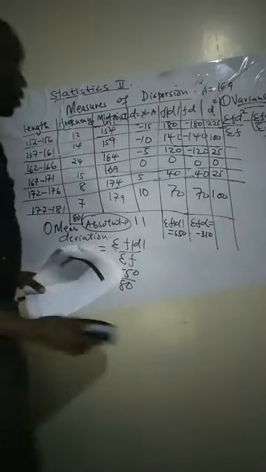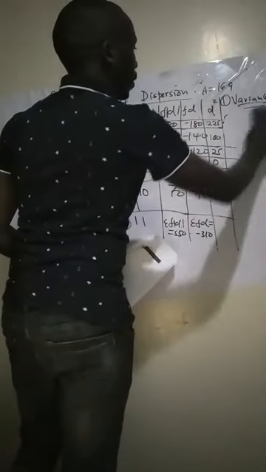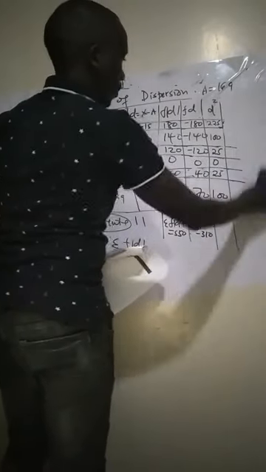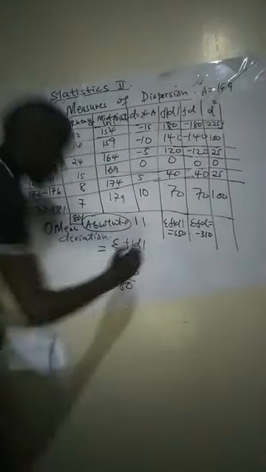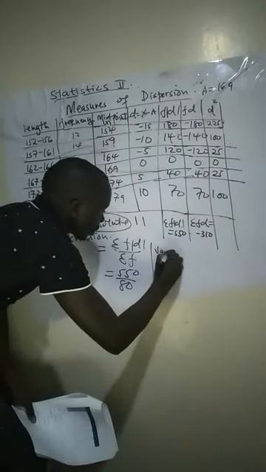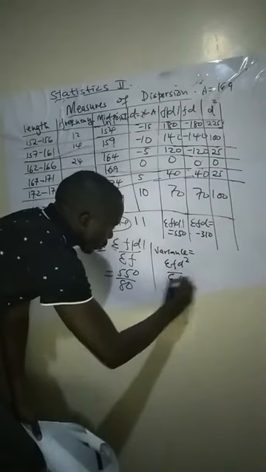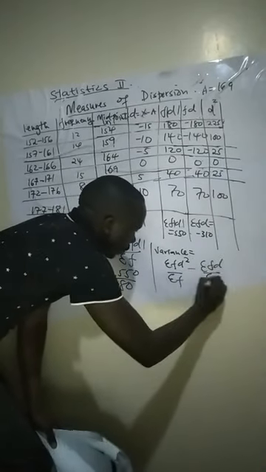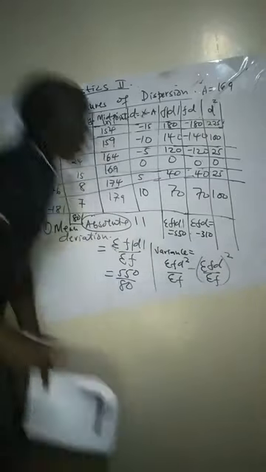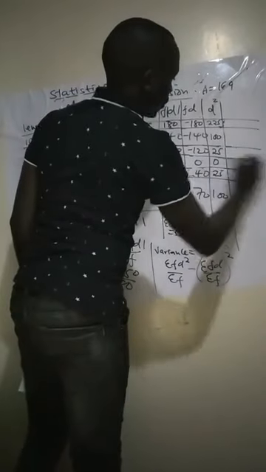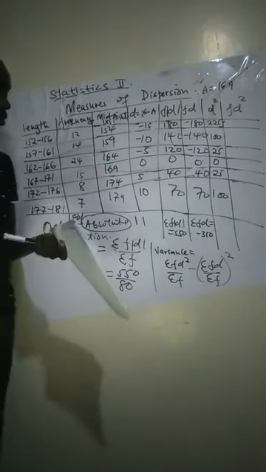So allow me to erase this formula. Then you capture it here. Variance is equal to the summation of FD squared over the summation of F, minus the summation of FD over the summation of F, close the brackets, square. So the next column from the formula, notice that you now need FD squared. You will need FD squared.